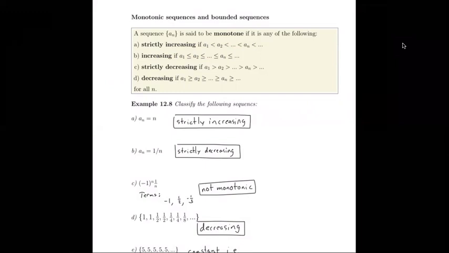Now a sub n equals 1 over n. That's 1 over 1, 1 over 2, 1 over 3. Those are decreasing. None of them are equal. So this is also strictly decreasing. We do not have equals to for any of them.